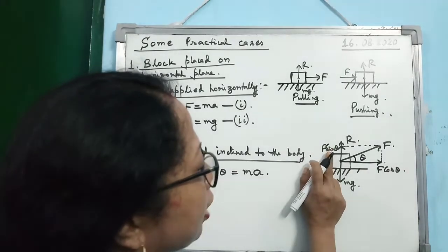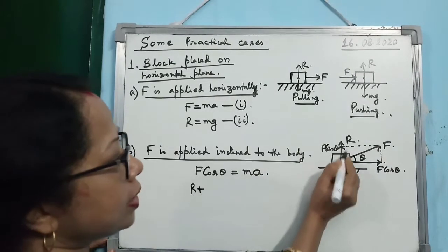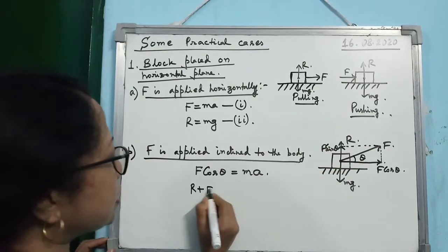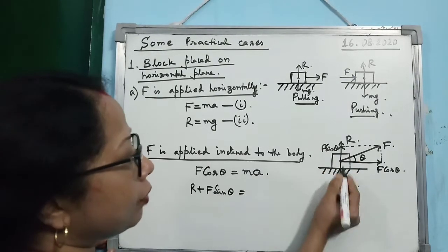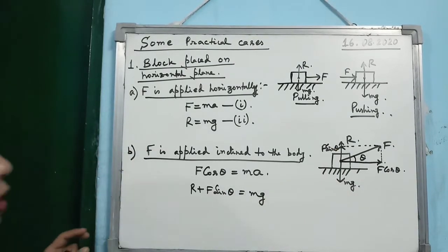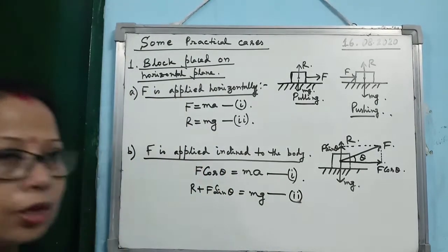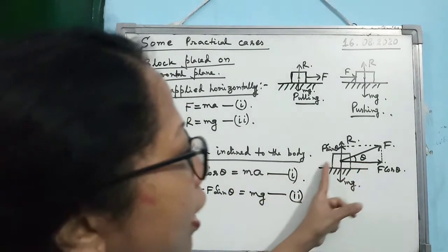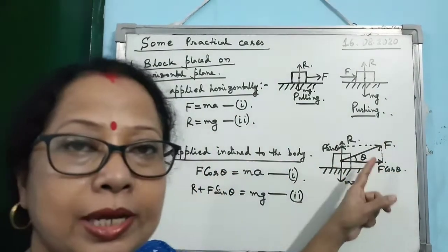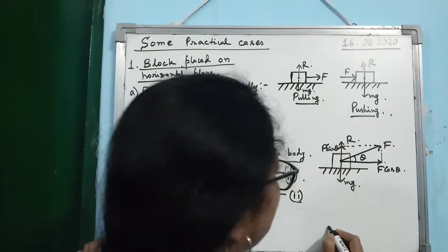Now, in this case, no longer is R balanced by mg, but by R plus F sin theta. You see, what is the total upward force in the vertically upward direction? R plus F sin theta. And what is the vertically downward force? mg. So these two forces are balancing each other. So this will be the second equation and this will be the first equation. Alright. So in this case, you are pulling the body, but F is applied inclined to the body. F is not applied horizontally. Okay, I hope you have understood the difference between the two cases.